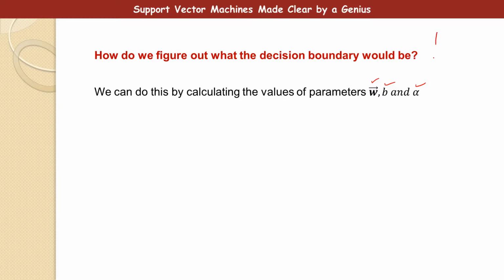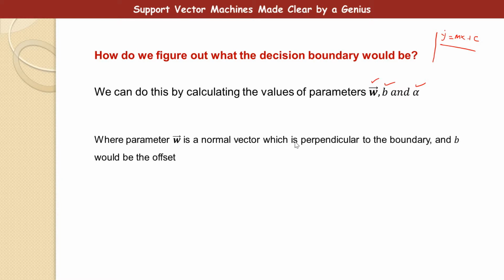A line is defined by an equation, function of x is equal to mx plus c. So how to find the line is to simply find the equation for the line. So we are trying to determine the equation for the decision boundary. And to do that, we need to find the values of these parameters, W, B, and alpha. So what is W, B, and alpha? That is what you might ask.